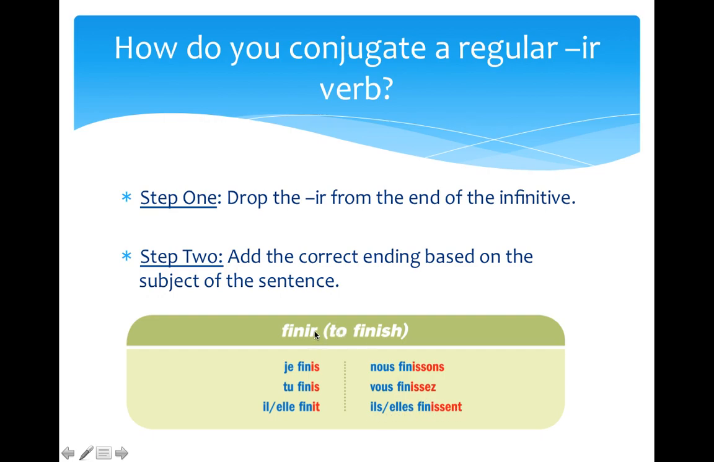And this applies to verbs that end in ir. So you can see for this example, we got rid of the ir at the end. So then all of them in blue start with fin, F-I-N. Those three letters start all of them off. And then in red, we add the ending based on who we're talking about. So is, is, it, issons, issez, or issent.